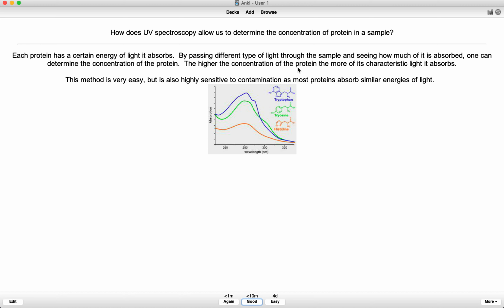The way UV spectroscopy works is that every protein has a certain energy of light it absorbs. So the more protein you have, the more light you absorb. Let's say we have tryptophan, a single amino acid, and it absorbs blue light. We run it through a UV spectroscopy and we see a big absorbance of blue light, which tells us that there's lots of tryptophan, for example.